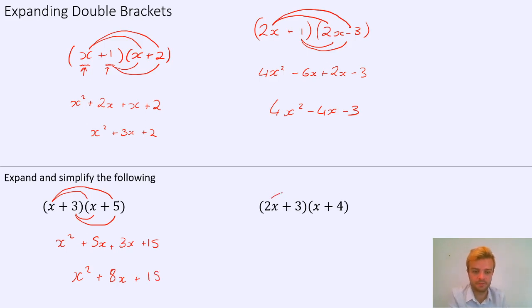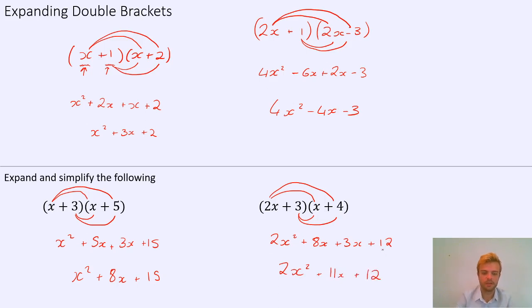And then this one over here, 2x times x is 2x squared, 2x times 4 is plus 8x, 3 times x, again plus 3x, and finally 3 times 4 is 12, so we simplify down, 2x squared plus 11x plus 12. So all of these were with x's, but this question that we did up here would have been basically the same answer if it had been 2a plus 1 and 2a minus 3. The answer would be the same with a's instead of x's.